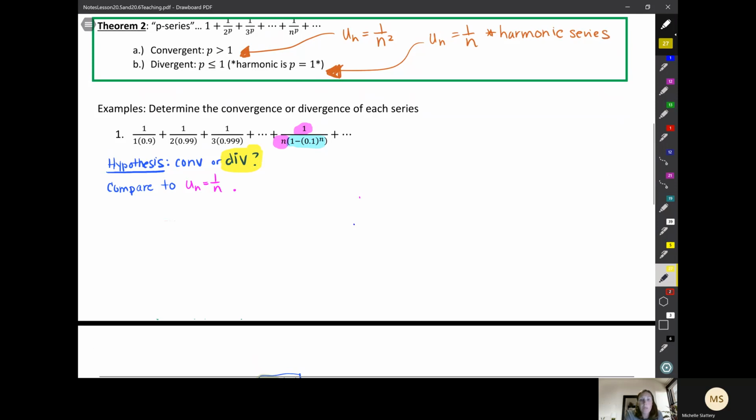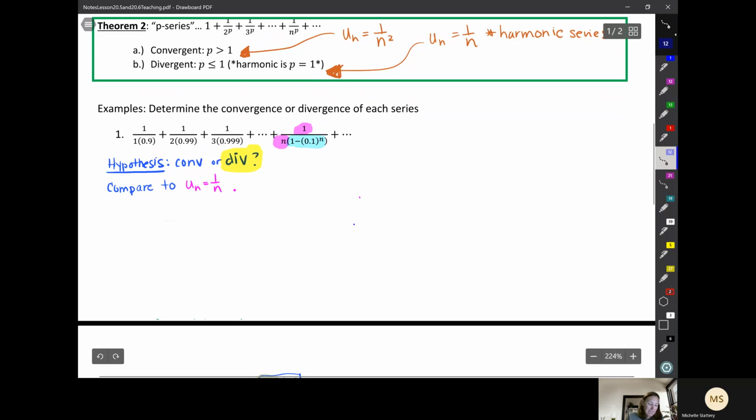So I would always like you guys to write down your hypothesis and the series that you're going to compare it to. Those are your first 2 steps. And then we're going to continue on, and we're going to state what the theorem requires. All right, so what the theorem states is I need to know about this first comparison, the series to compare to. So what do I know about u sub n equals 1 over n? Well, that's the harmonic. So I'm going to write out exactly what I know about that harmonic.